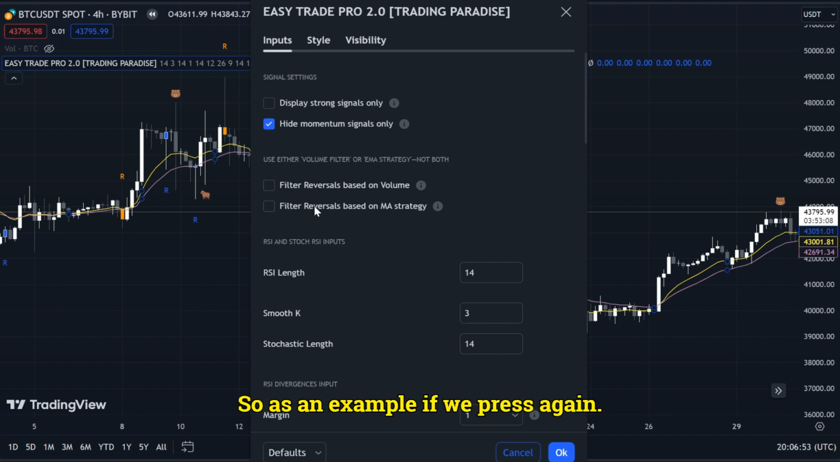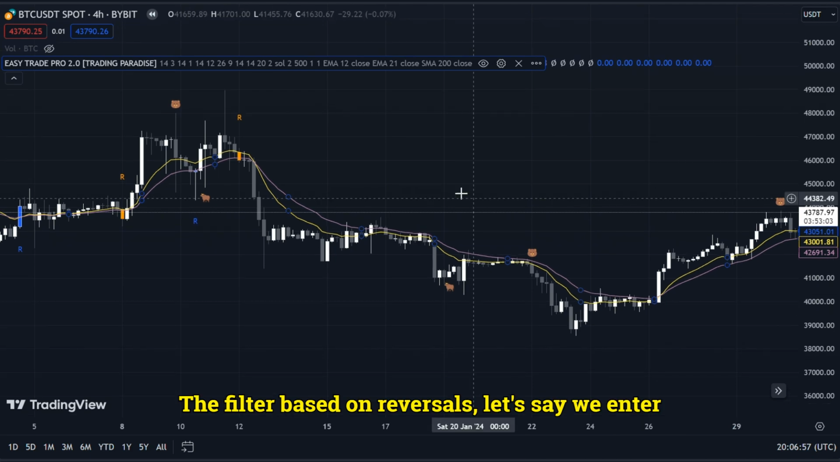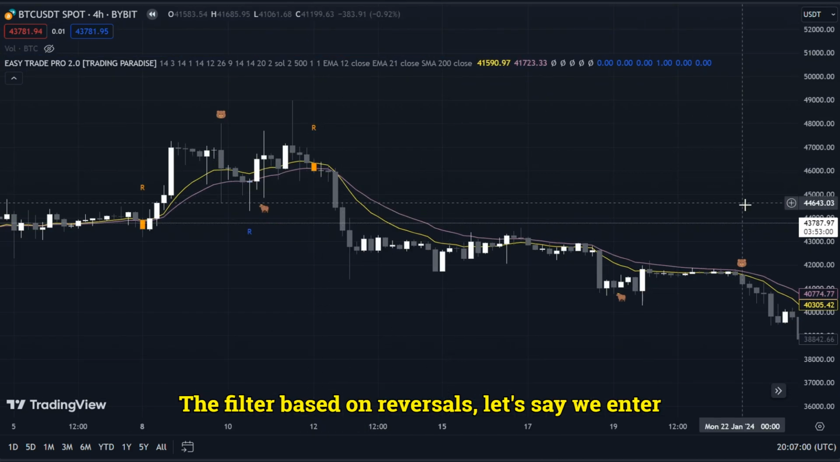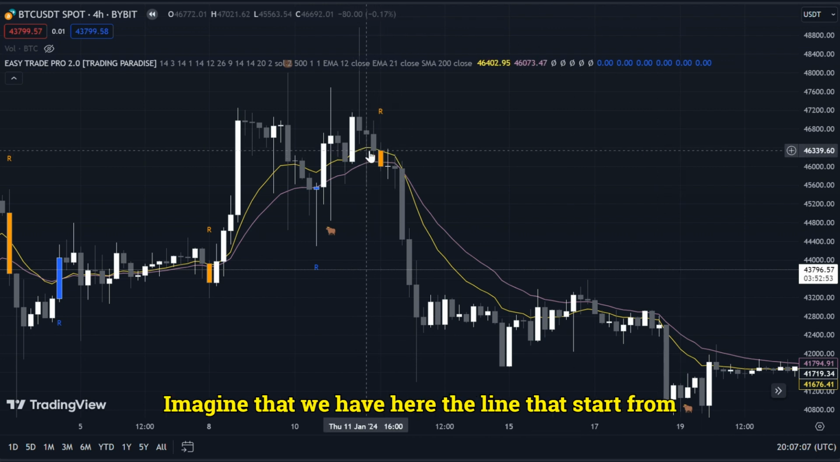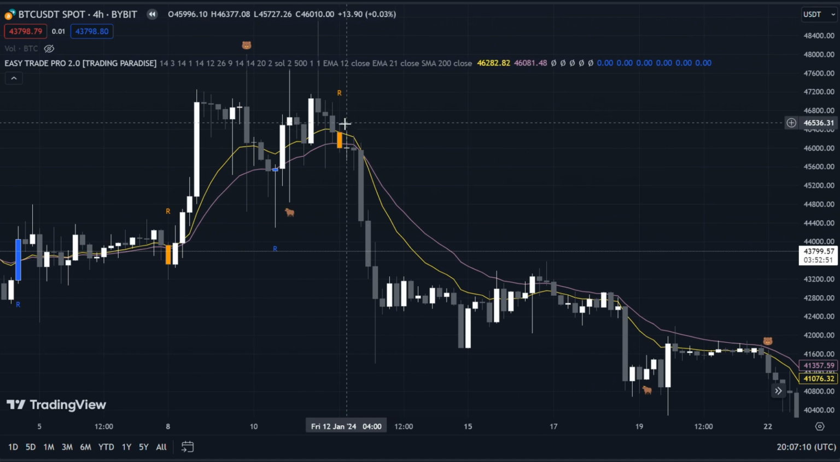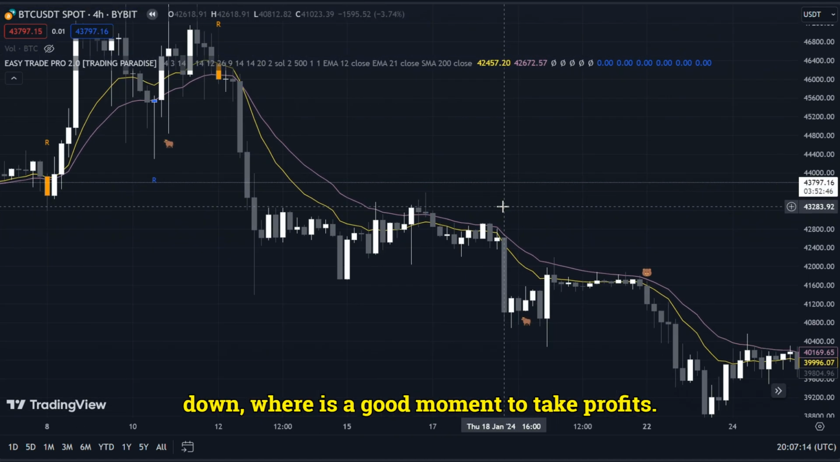So, as an example, if we press again the filter based on reversals, let's say we enter short here because it is acting as resistance. Imagine that we have here the line that starts from the bearish reversal. So it is making the resistance, the price is going down. Where is a good moment to take profits?